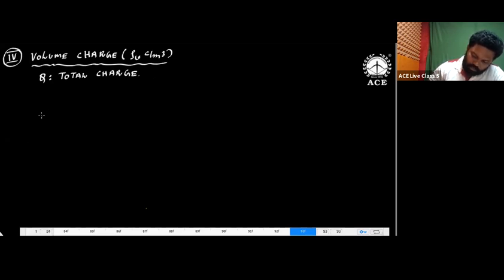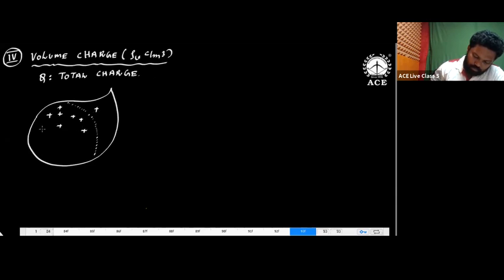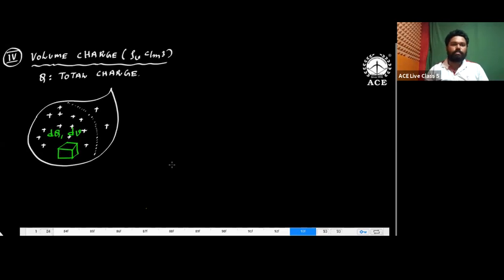It is something like a mango. Let me put some dots here to create the feel that it is three-dimensional. Inside this one, there are charges. Let me consider a small piece of a box here. The charge is dq and the volume is dv.